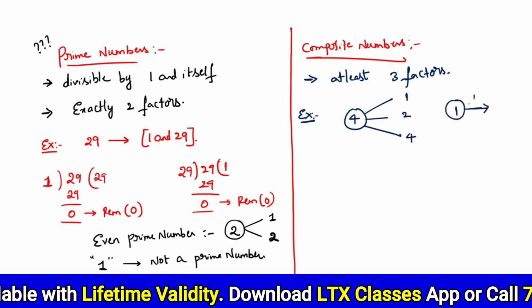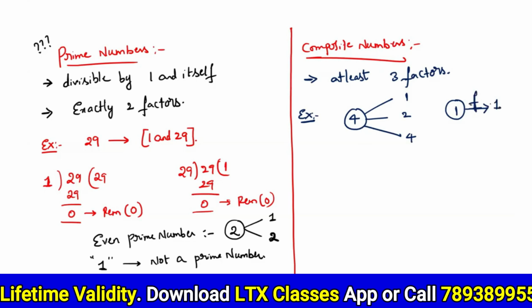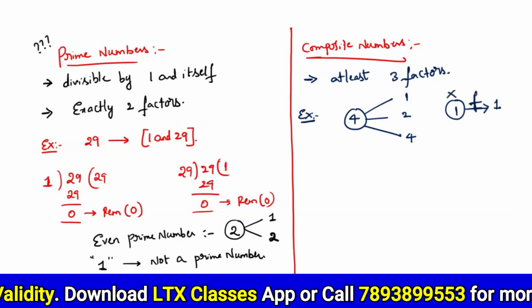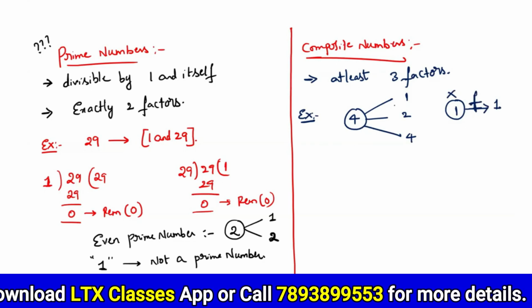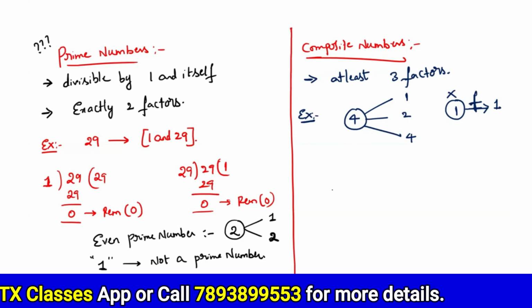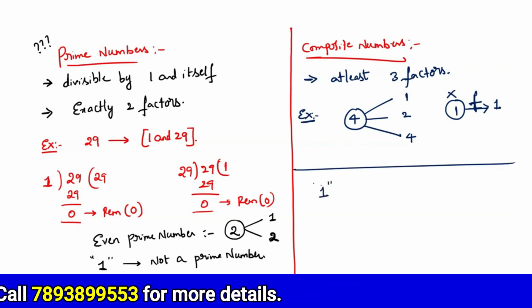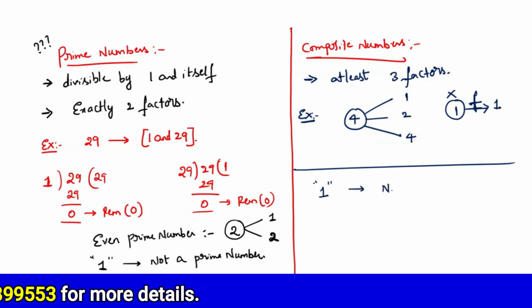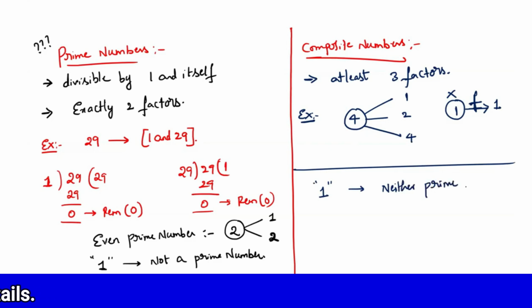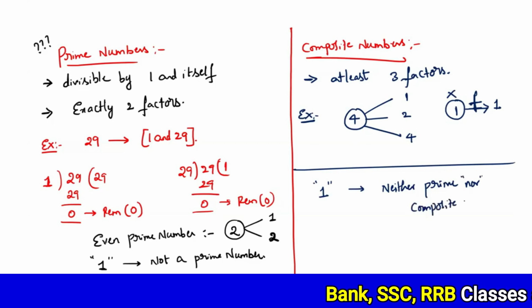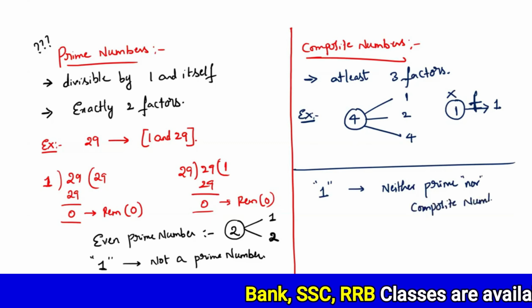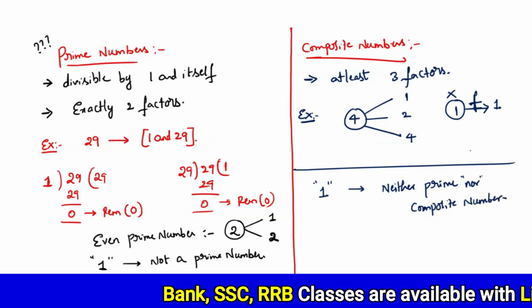Okay. And next, definitely 1 is not a composite number. It will have only one factor, that is 1. So 1 is not a composite number. So this is the example for composite numbers. So from these two, what can we say? Number one is neither prime nor composite. Please make a note of this.